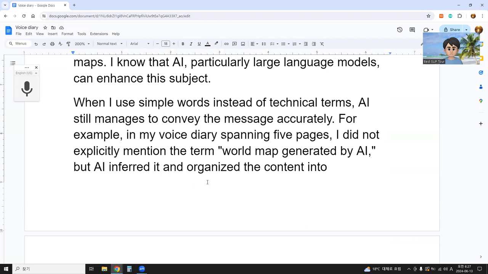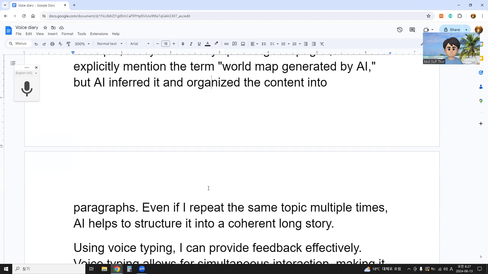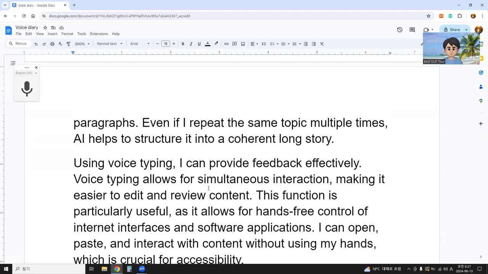For example, in my voice diary spanning 5 years, I did not explicitly mention the term world map generated by AI, but AI inferred it and organized the content into paragraphs. Even if I repeat the same topic multiple times, AI helps to structure it into a coherent long story. Using voice typing, I can provide feedback effectively.